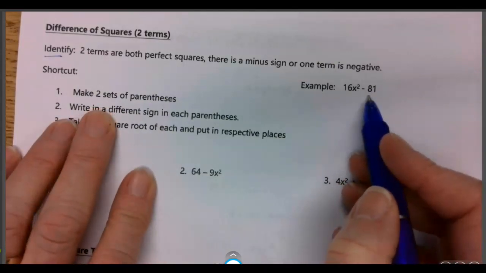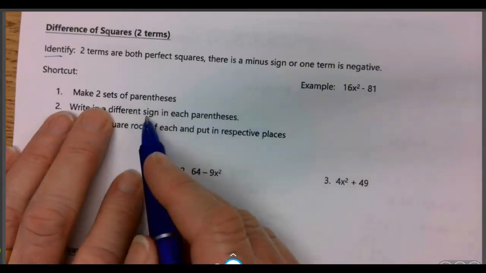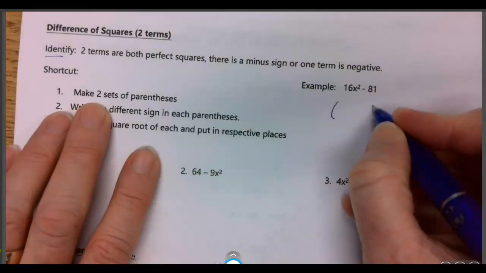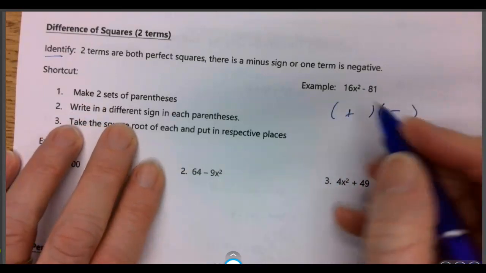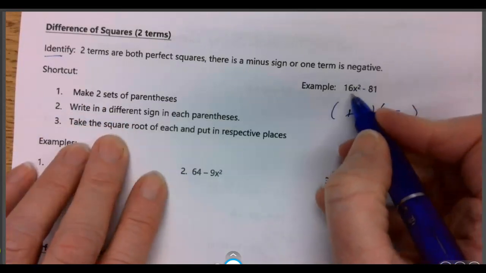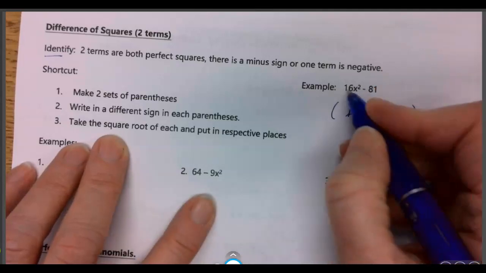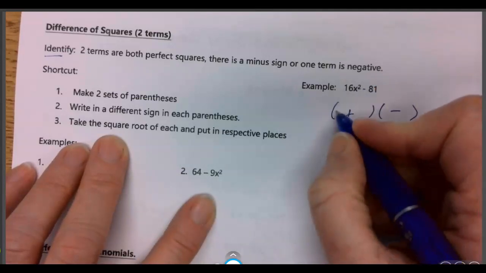Okay, so now we're going to do this example as we step through it. Make two sets of parentheses. Write in two different signs. Take the square root of each one and put it in respective places. So the first term, square root of 16x squared is 4x.